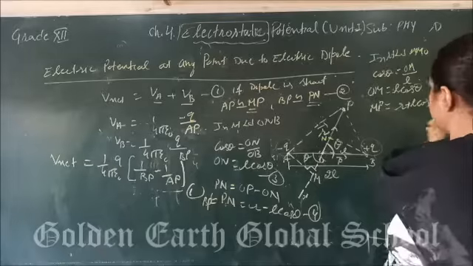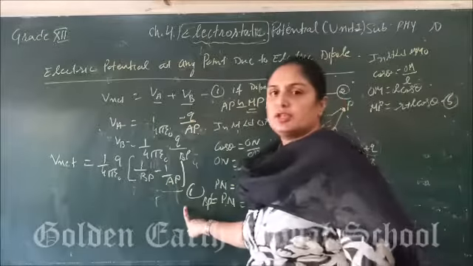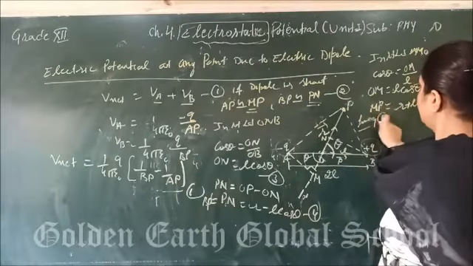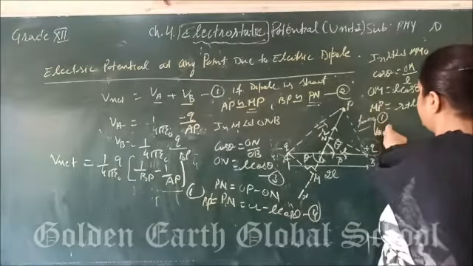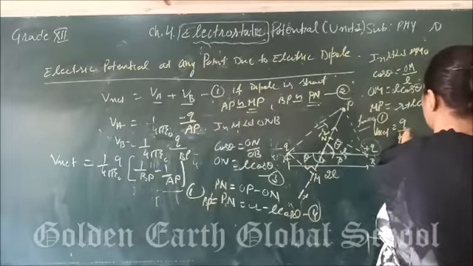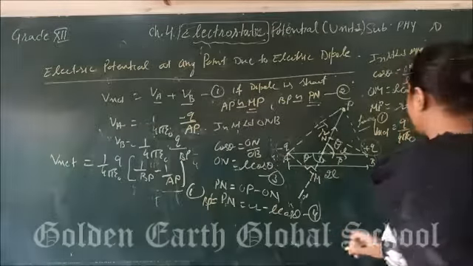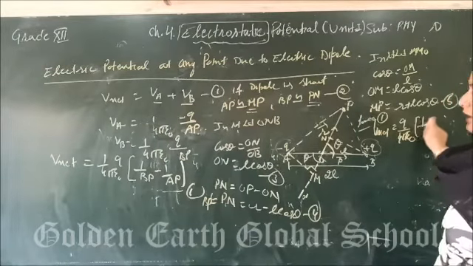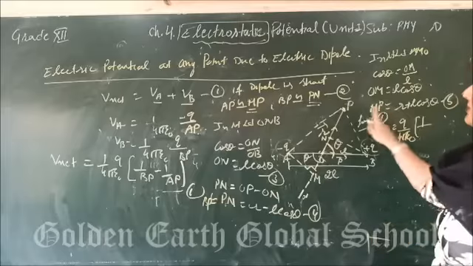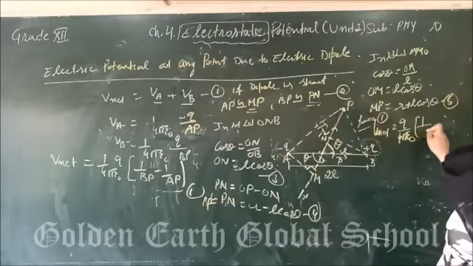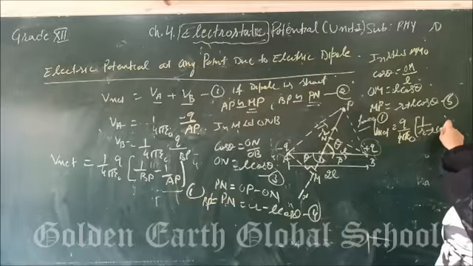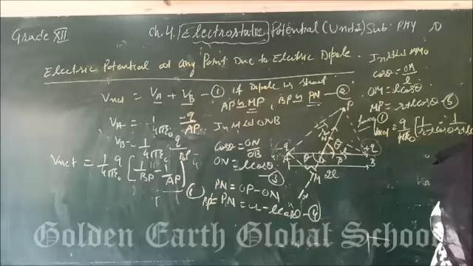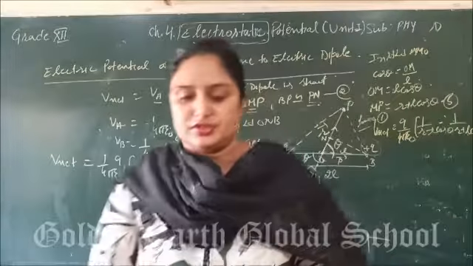Now put the values. V is equal to q by 4 pi epsilon naught into 1 upon VP. VP is approximately equal to PN, so 1 upon R minus L cos theta minus 1 upon R plus L cos theta. Now we are going to solve it.